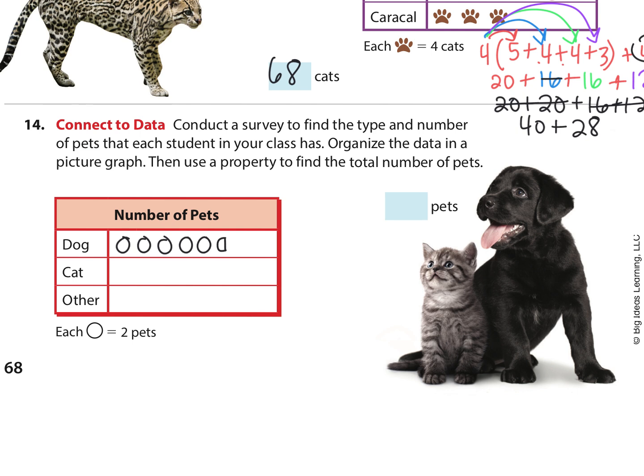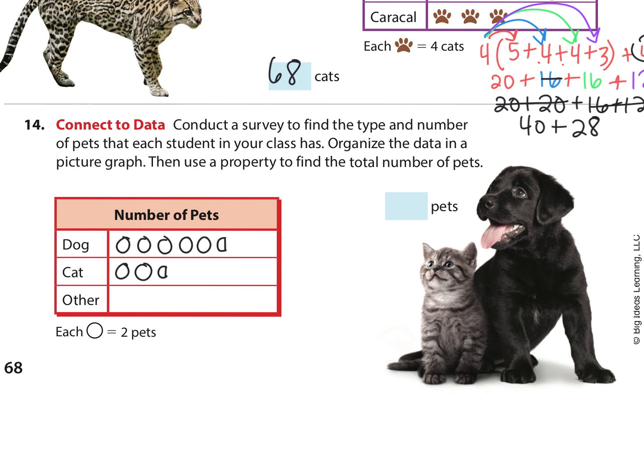Raise your hand if you have a cat. 1, 2, 3, 4, 5. Okay, so if I have 5 cats, how many circles if they're representing 2? 2 circles and then half a circle. We're representing students who have these pets.